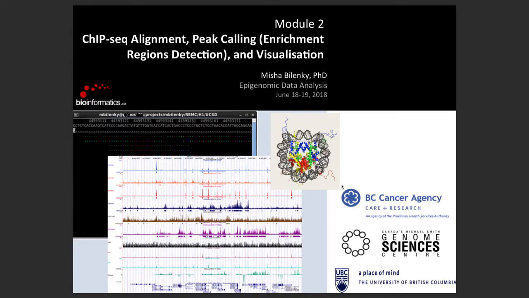So we will be talking about ChIP-seq analysis. Many things which I will be talking about are rather general, so they are applicable to other types of next generation sequencing.